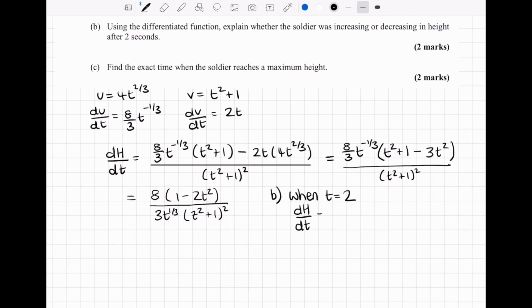The next part, explain whether this is an increasing or decreasing function when t equals 2. So if we sub t equals 2 in, we just want to know if this is a positive or negative number. This is negative, so the function is decreasing.